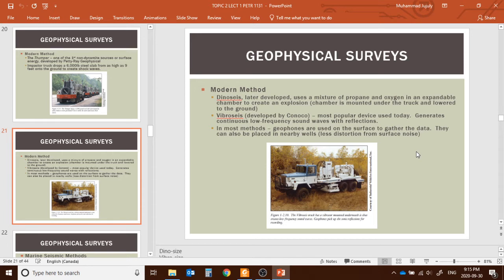Some of these actually use a mixture of propane and oxygen in an expandable chamber to create an explosion inside the chamber, and that's how it works. So there are various types like that. There is another type, the abrasives also. We use continuous low frequency sound waves with a reflector. As time goes by, we improve more and more and get closer to perfection.